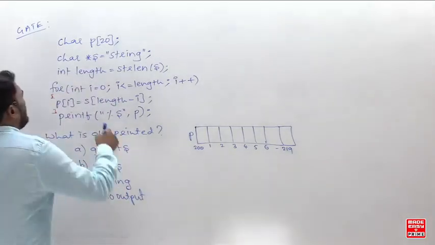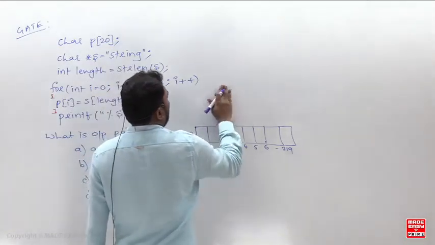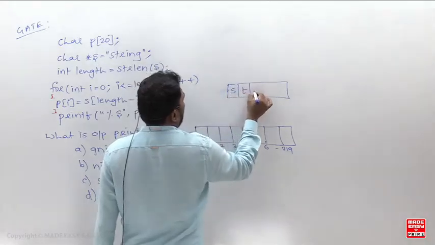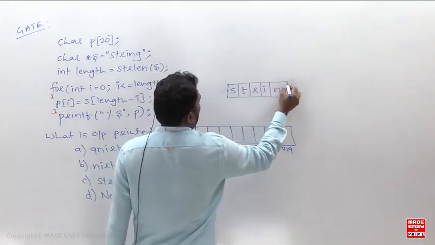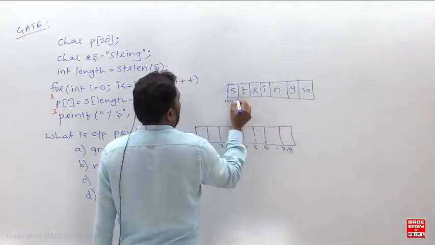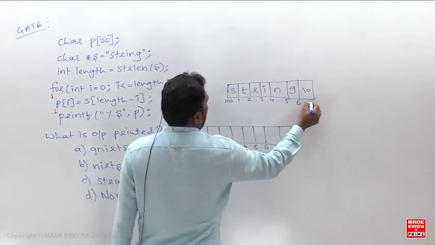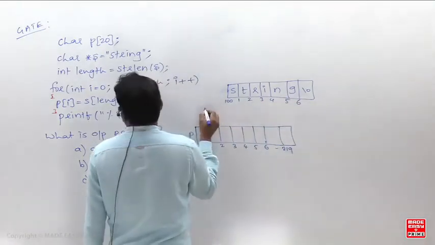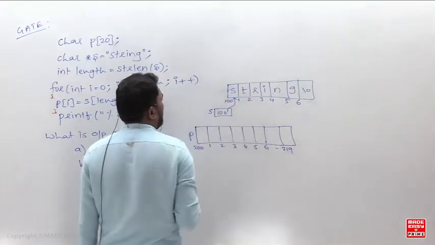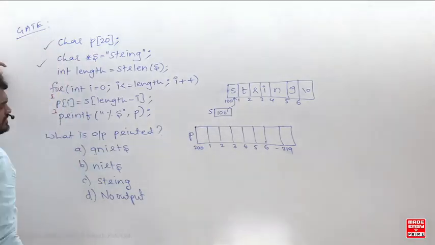Okay, fine. And next, character star S is equal to string. So what is the meaning of this? How will the diagram look? S, T, R, I, N, G, null character. Let's say this has base address 100, then 101, 2, 3, 4, 5, 6, like this. And that base address is stored in S, so S has 100 and it is pointing to this. So this is the diagram. The first diagram is completed, the second diagram is completed, right?